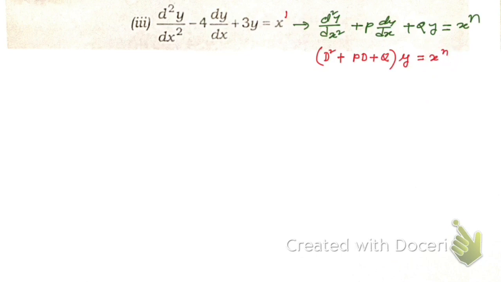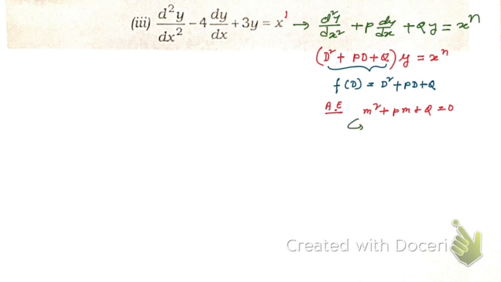Now you see, this is your f of D, which is equal to D square plus pD plus q, with q not equal to 0. Then the auxiliary equation will be, if you replace the D by m and make that side equal to 0, that will be your auxiliary equation. Now we are going to solve this to get the CF, right?